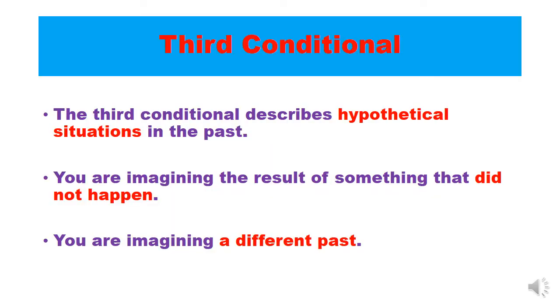The third conditional is used to express the past consequence of an unrealistic action or situation in the past. The third conditional describes hypothetical situations in the past. You're imagining the result of something that did not happen. You're imagining a different past.